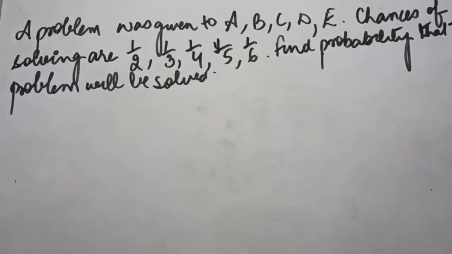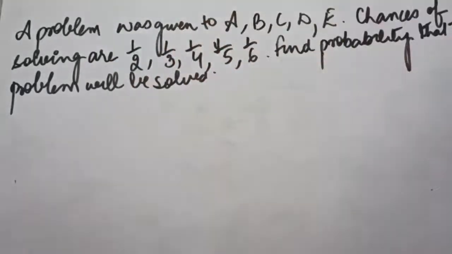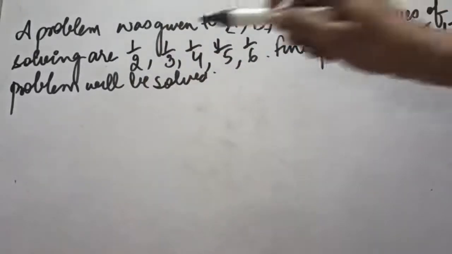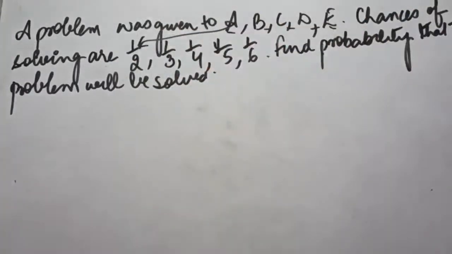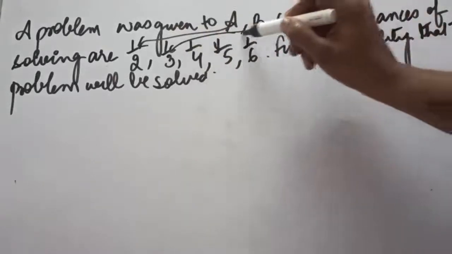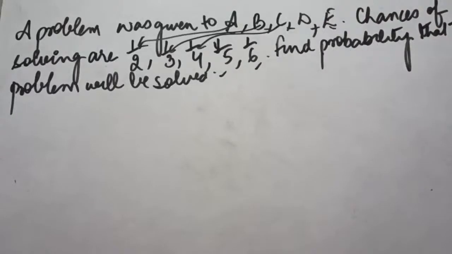Now this is the practical problem where we will be solving it with the help of the at least methodology. A problem of statistics was given to 5 students. These are the students A, B, C, D, E. The probability of solving this problem for student A is 1 upon 2. For B it is 1 upon 3. For C 1 upon 4. For D 1 upon 5. And for E it's 1 upon 6.